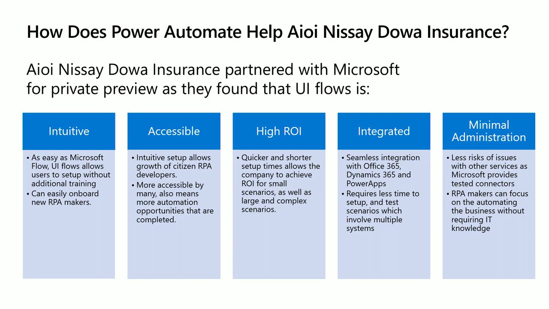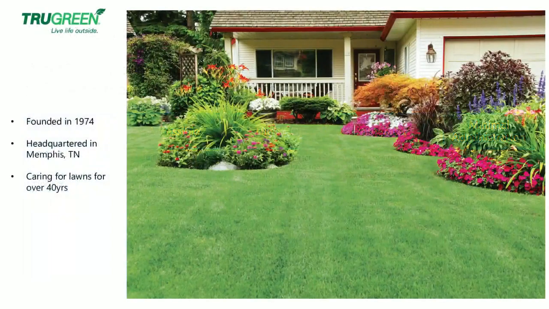All right, so now we're going to move over to our last customer. And for those of you who've been following the Power Automate and the Power Platform track, you probably are familiar with TrueGreen by this point. If you aren't familiar with them, they've been a great partner with us as they've been looking at all these different Power Automate and Power Platform scenarios. So TrueGreen was founded in 1974. They're headquartered in Tennessee. And of course, over 40 years, they've been managing these different lawn care services.